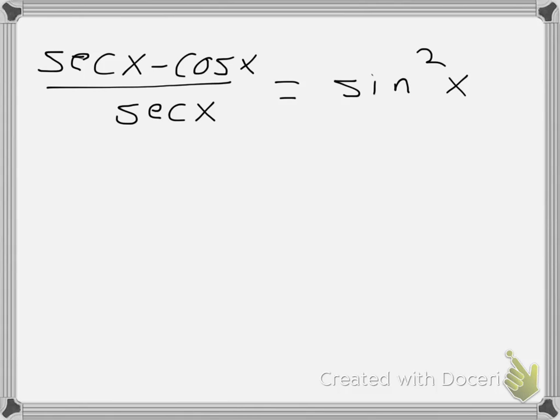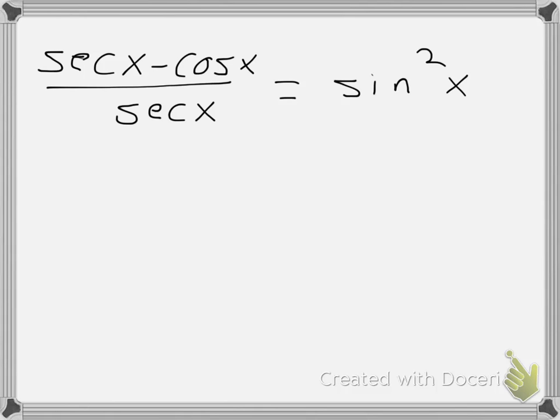So for starters, let's look at this one. I want to make secant of x minus cosine of x over secant of x equal to sine squared of x. Now there are several ways of doing this. One way that I like to do, especially when I have a fraction like this, with two terms in the numerator and one term in the denominator, is to see if I split it into two fractions, would that make things any easier?